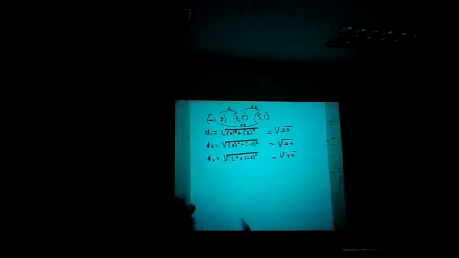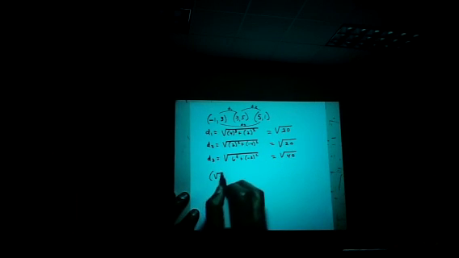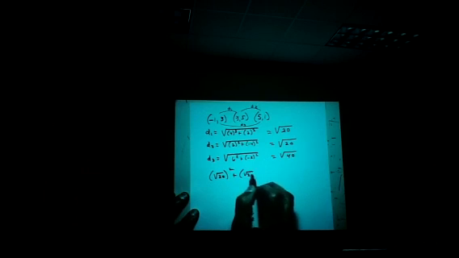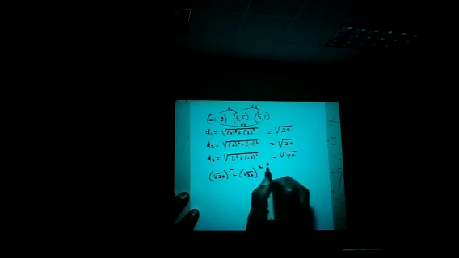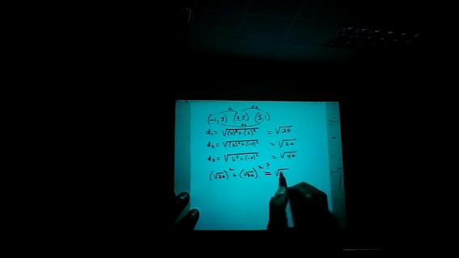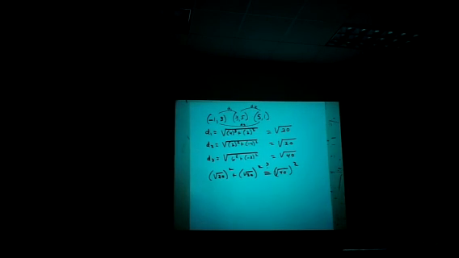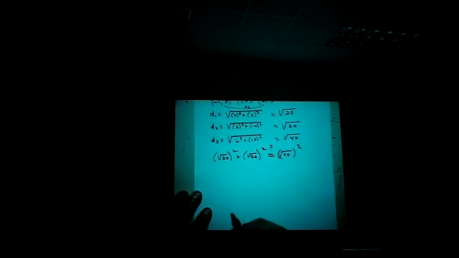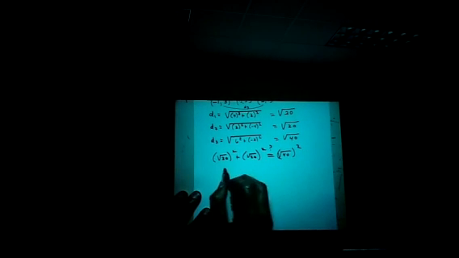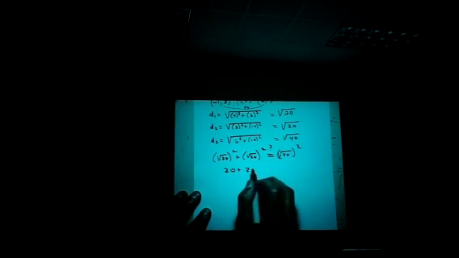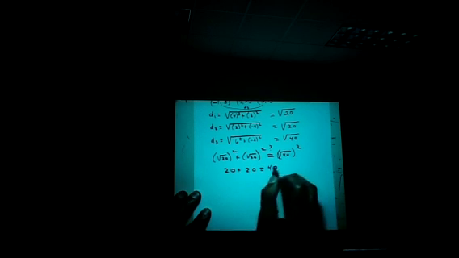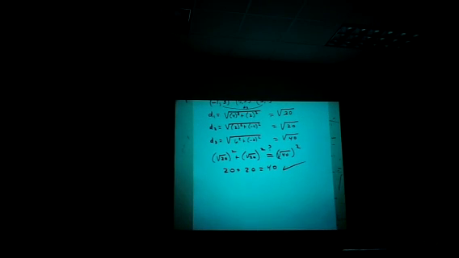So the question is, does a squared plus b squared equal c squared? Can you tell? It does. Square root of 20 squared is 20. Square root of 20 squared is 20. Square root of 40 squared is 40. It works. Congratulations, ladies and gentlemen. We have just demonstrated.